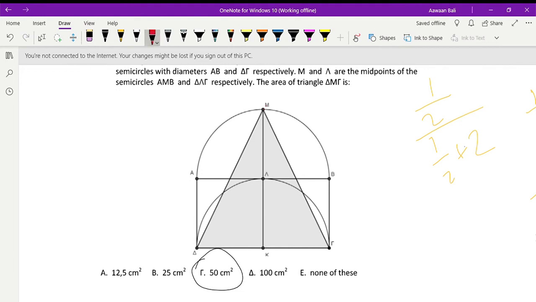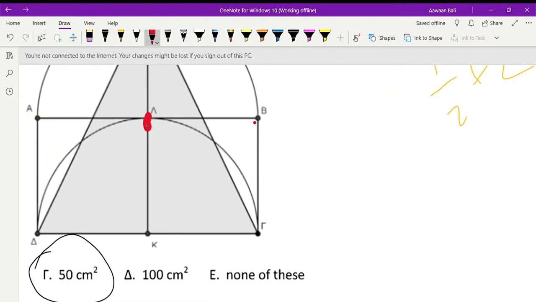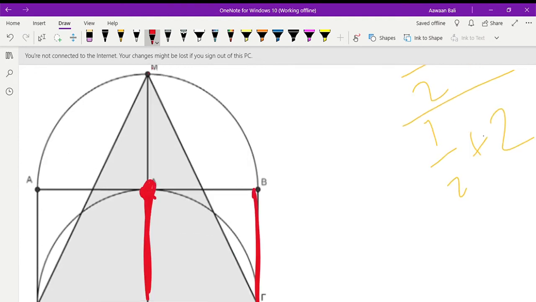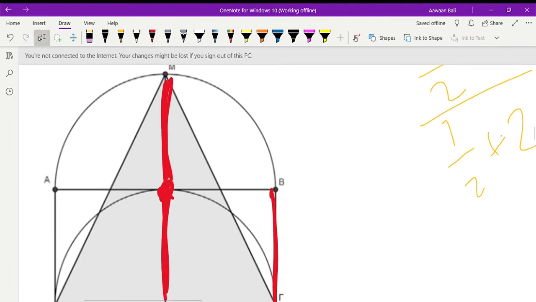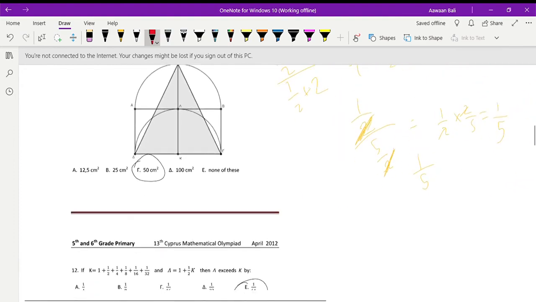But it's not always like that. Sometimes it may work like this, but it's not always like that. But actually, the easier way to do this is that since you know that this is the midpoint and this is 5, then this is definitely 5. Then this has to be 5 as well. So then you can get the 10, and therefore the answer is 10 times 10 divided by 2, which is 50 centimeters squared, gamma.